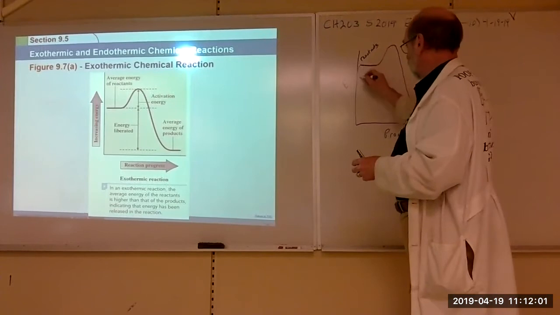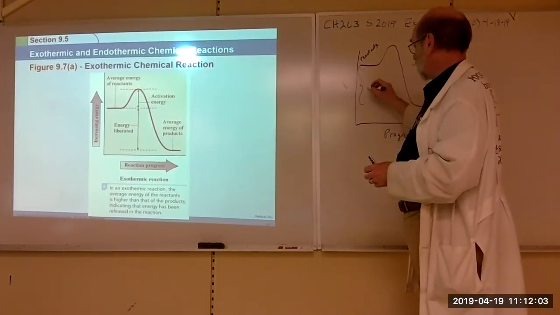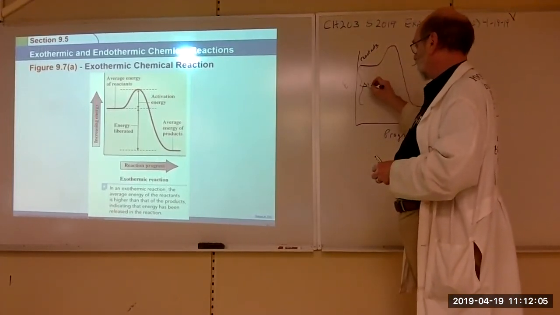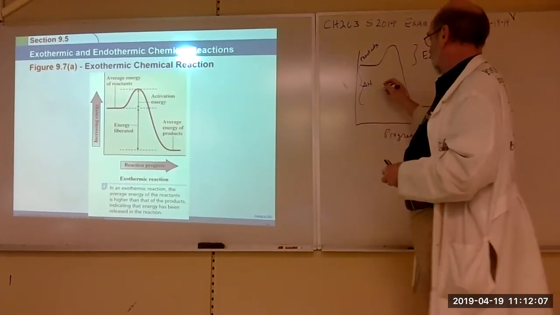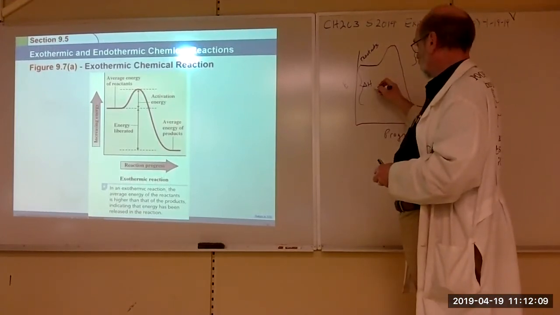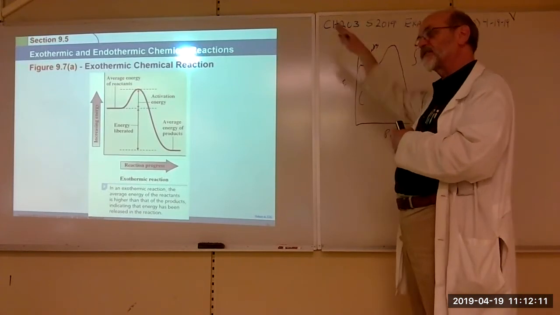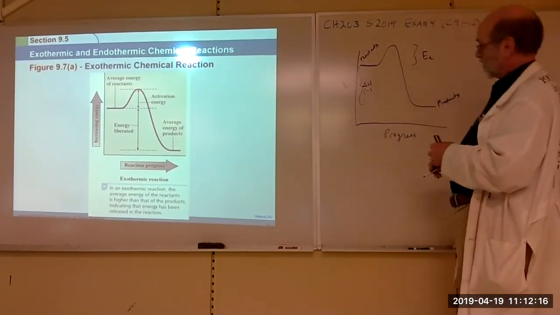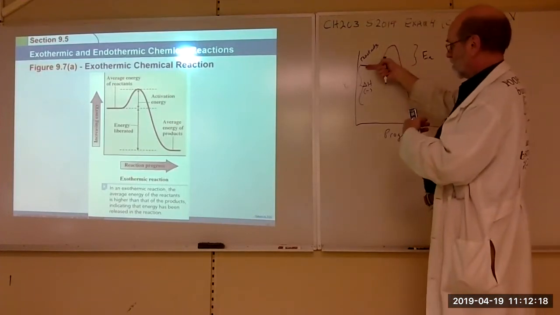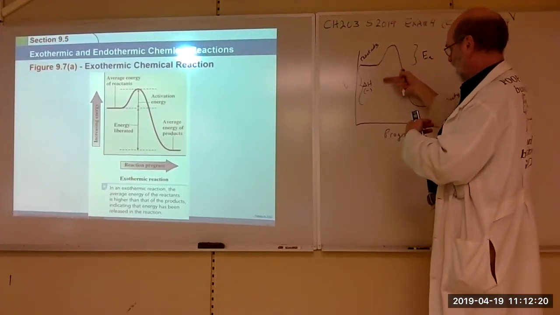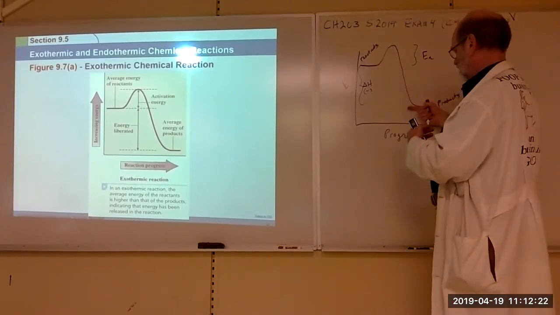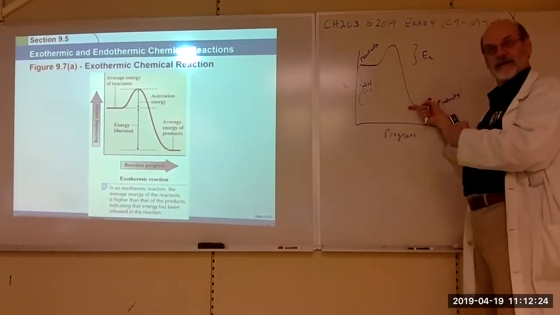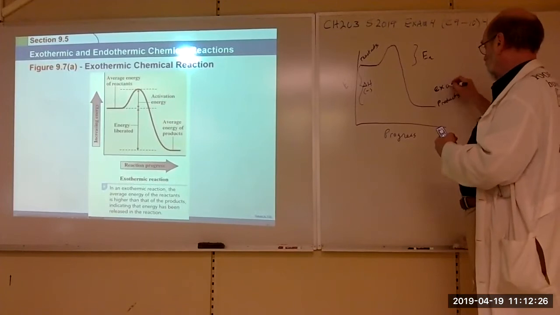So this difference here is the change in energy, delta H, and since it's leaving the system, it's going to be a negative value. And you can think of it this way. This one becomes less, so it's become more negative. And this is an exothermic reaction.